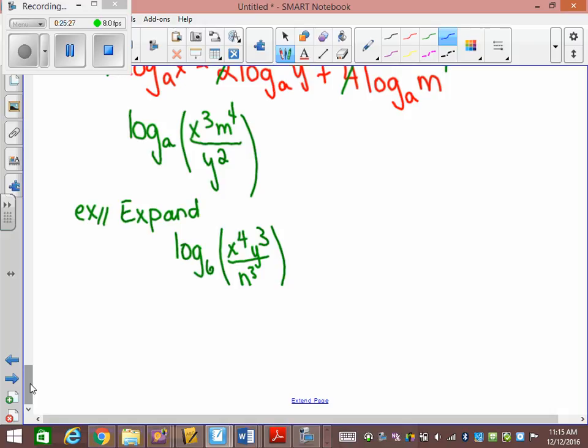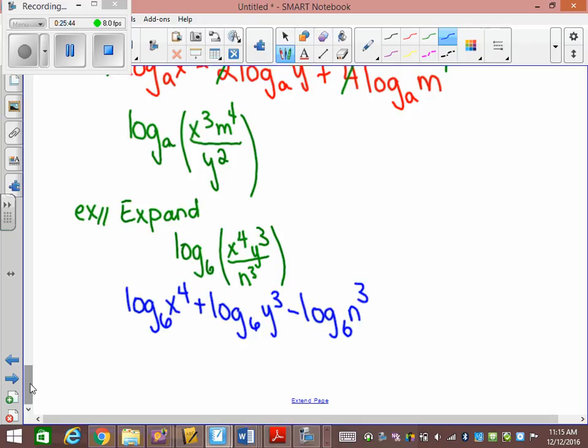So anything that is on the top gets a plus 1 in front. Anything that's on the bottom gets a minus. So we're going to get log base 6 of x to the 4 plus log base 6 of y cubed minus log base 6 of n cubed. Now, the answer's not there. That answer is correct, but that answer's not there. What do you think I might do?